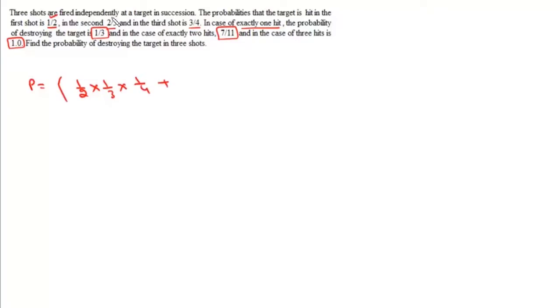Or the second one hits the target while the other two miss. So it'll be this 1 by 2 into 2 by 3 into 1 by 4, or this third one. So it'll be this 1 by 2 into 1 by 3, and for this third one it'll be 3 by 4. Now it is given that when the target is hit exactly once, then the probability of destroying the target is 1 by 3. So it'll be multiplied with this 1 by 3 plus.